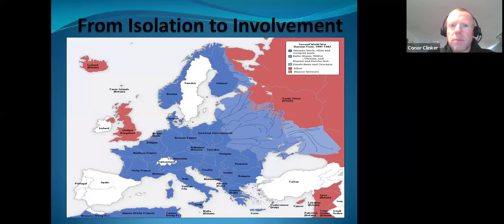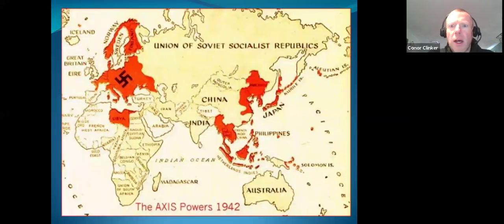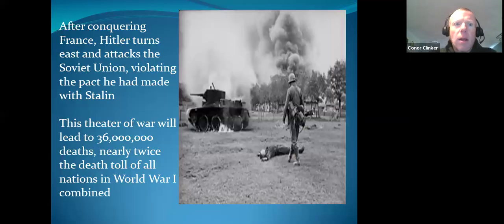But then it turns. So at the height of Nazi power and Japanese power, the Nazis controlled basically all of Europe. The Japanese controlled huge parts of Asia, and the Soviet Union is in between the two of them. After conquering France and most of the rest of Europe, Hitler turns east and attacks the Soviet Union. Again, that's violating the pact that he made, but if you're surprised that Hitler broke a promise, you're insane.